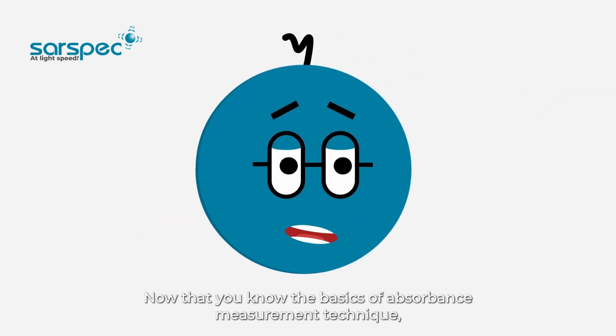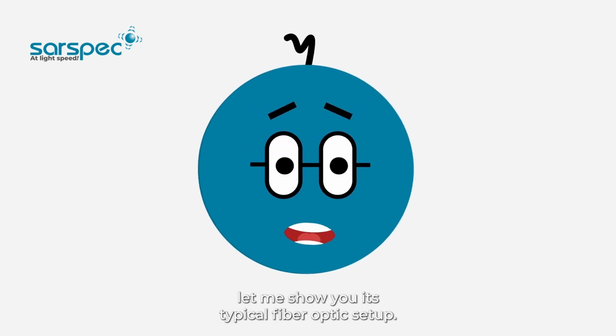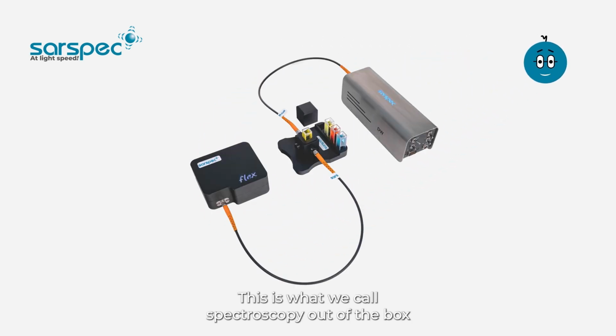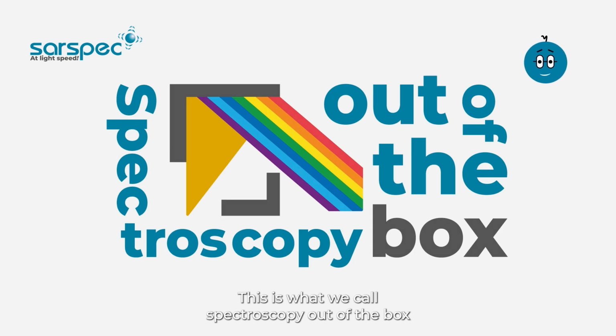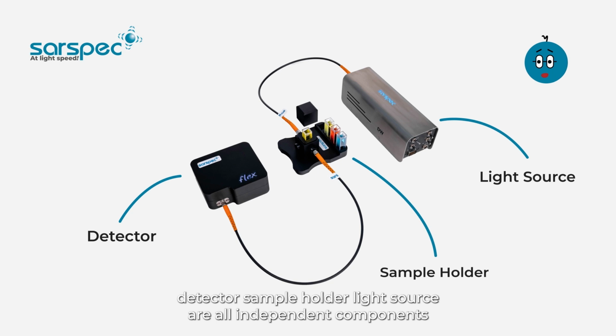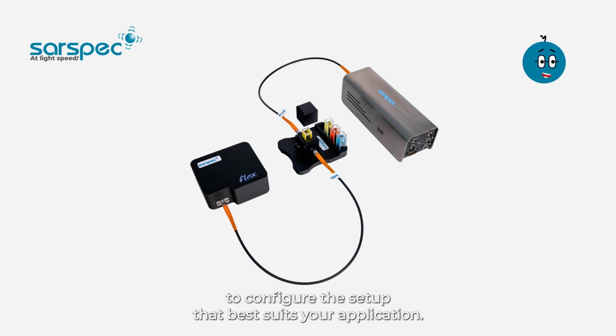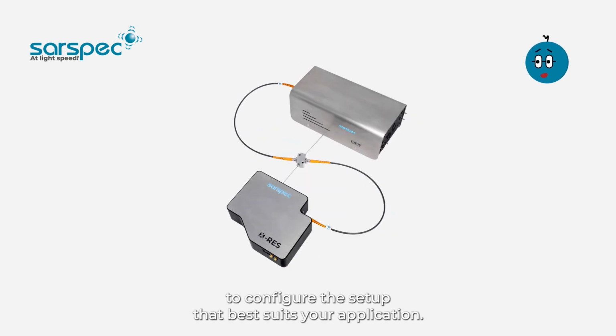Now that you know the basics of the absorbance measurement technique, let me show you its typical fiber optic setup. This is what we call spectroscopy out of the box. Detector, sample holder, and light source are all independent components connected via optical fibers, which gives you the freedom to configure the setup that best suits your application.